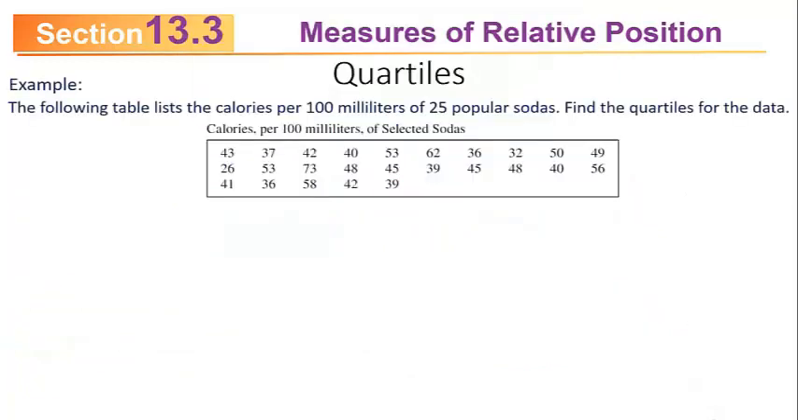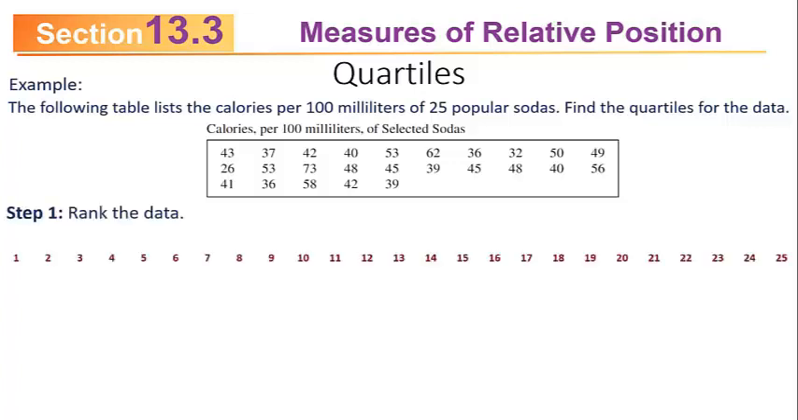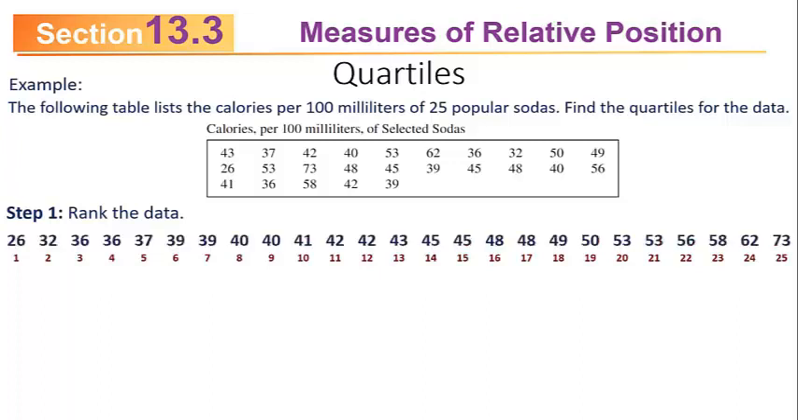Look at this example. The following table lists the calories per 100 milliliters of 25 popular sodas. Find the quartiles for the data. These calories are not listed in order, so this time we do have to spend some time ordering that data set. I'm not going to go through this painfully step by step, but when I did that, I counted, there were 25 data points, and when I put them in order, this is what I got.